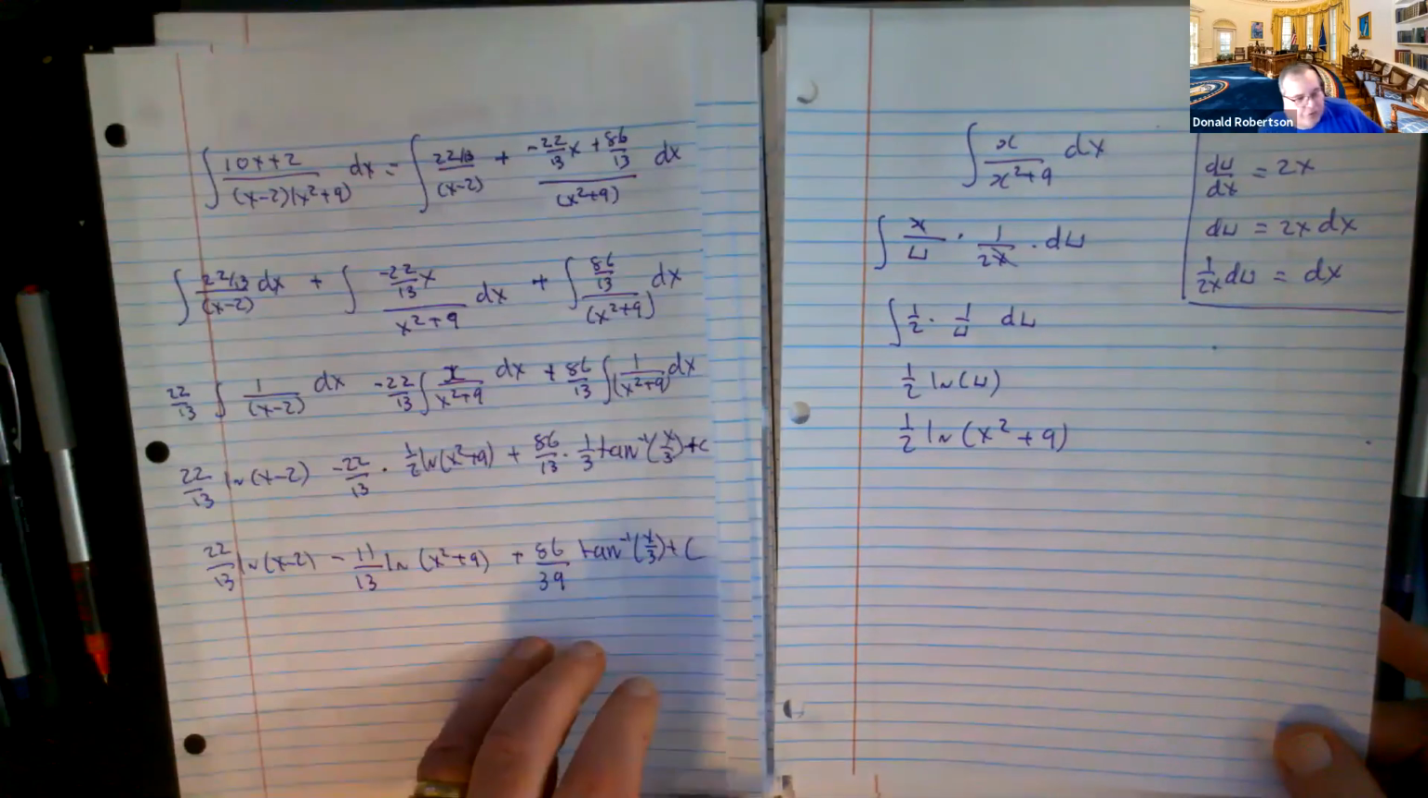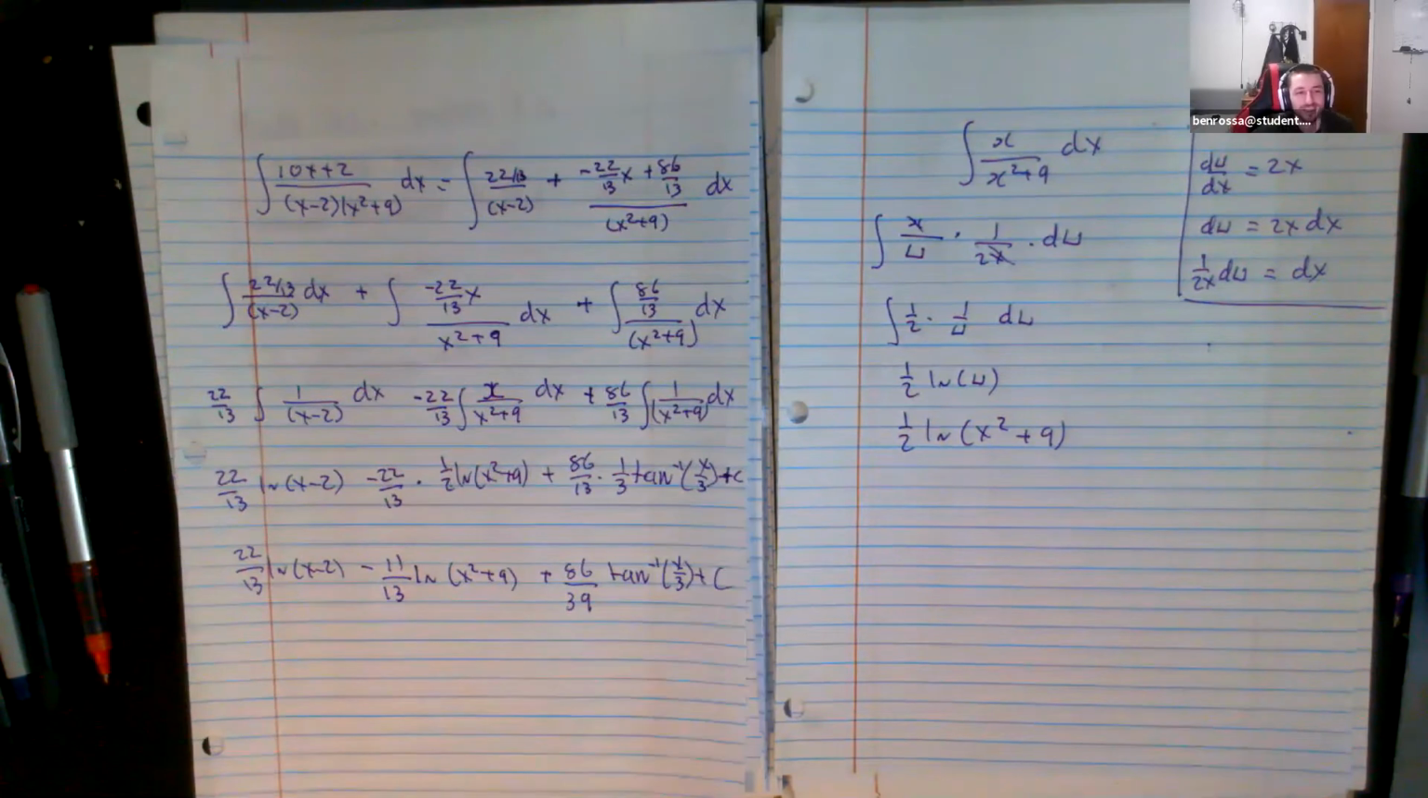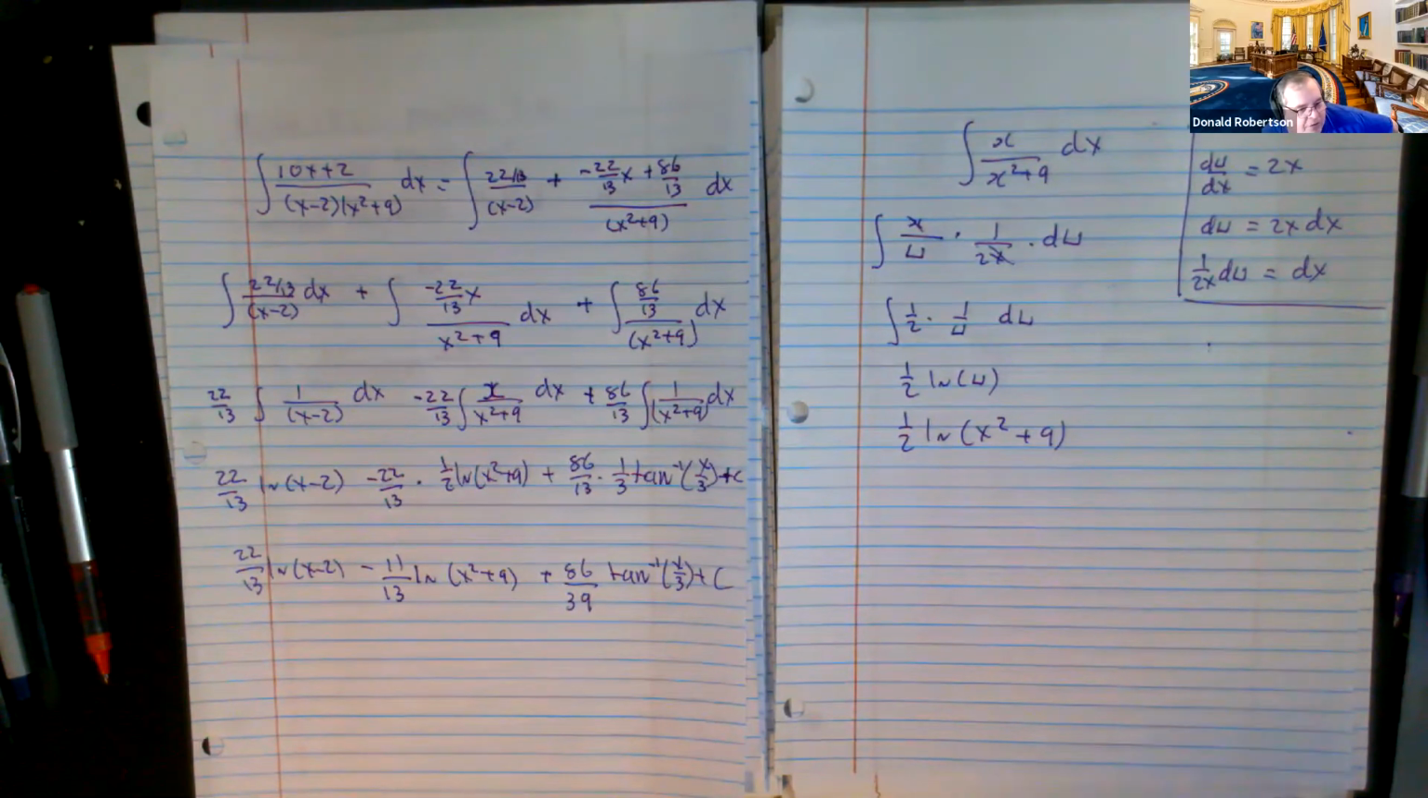So if you want to do partial fractions, you want to do linear, don't you? You want to do the cover-up method. There is no argument. You do.